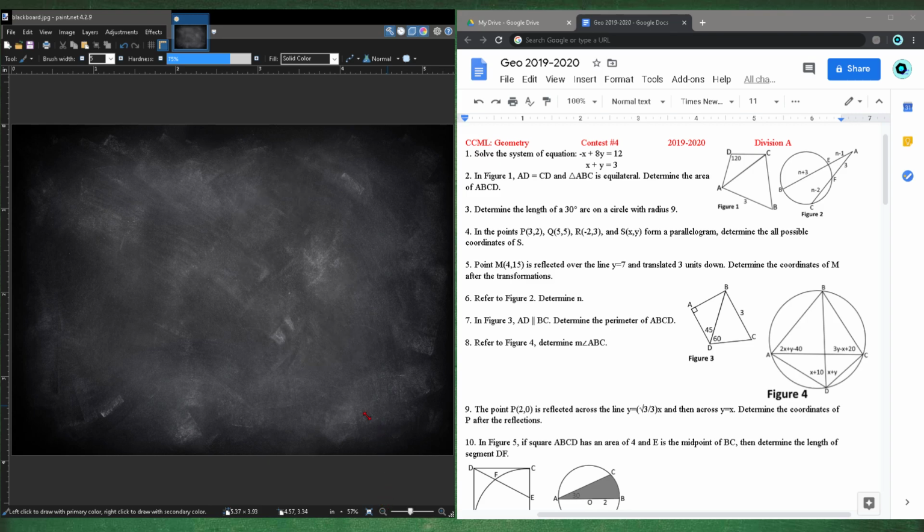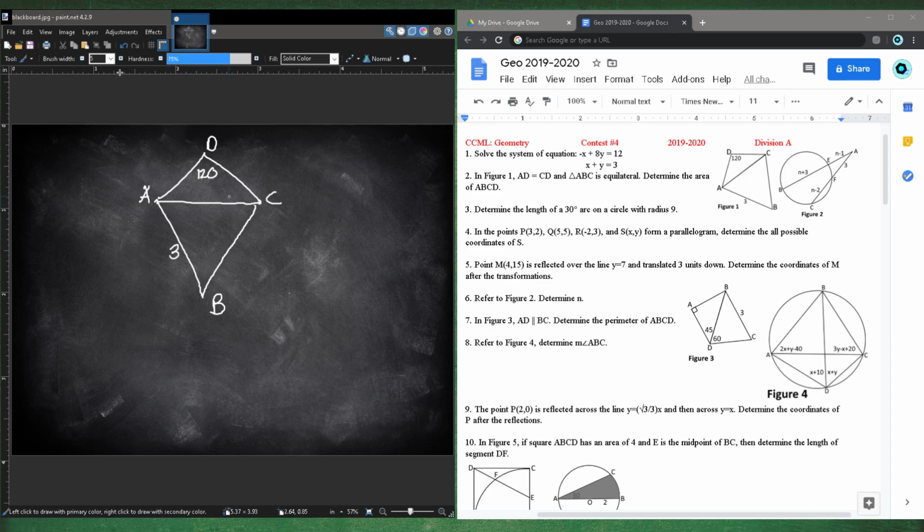Number 2: in figure 1, AD is equal to CD and triangle ABC is equilateral. Determine the area of ABCD. Okay, so I'm going to draw this out. Just to let you know, I had to make these pictures from scratch because I don't actually have the PDF. So if it looks a little weird, that's kind of my fault. But I'll just draw this out on this side so you can see it.